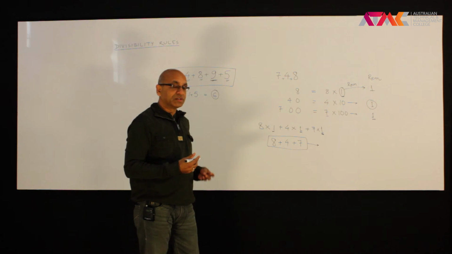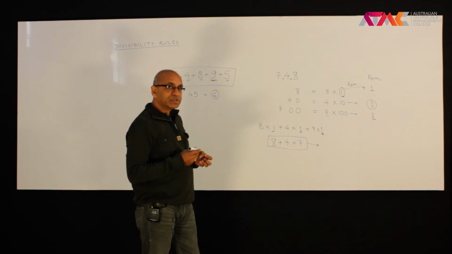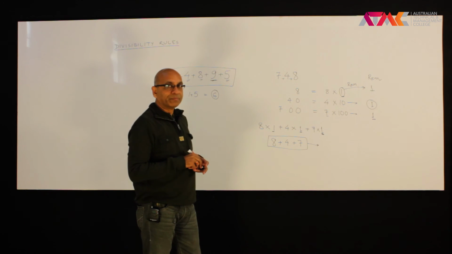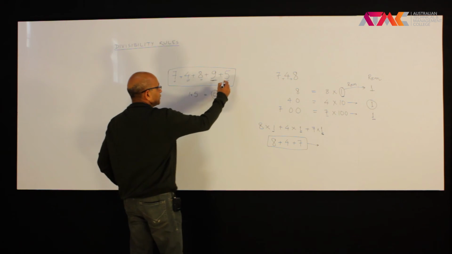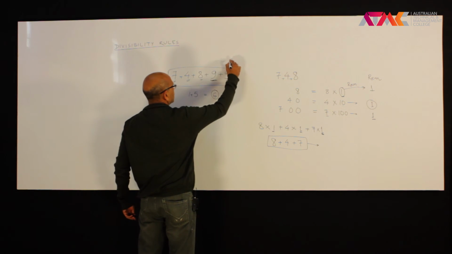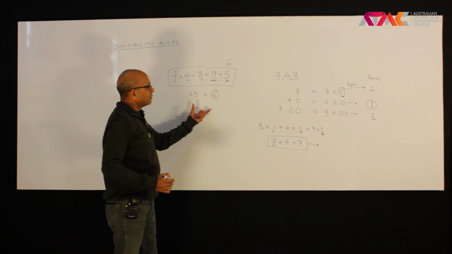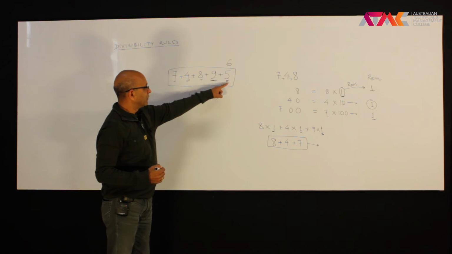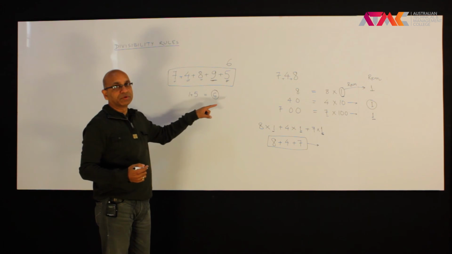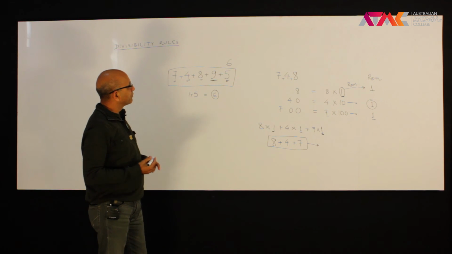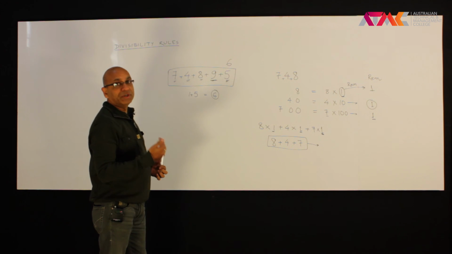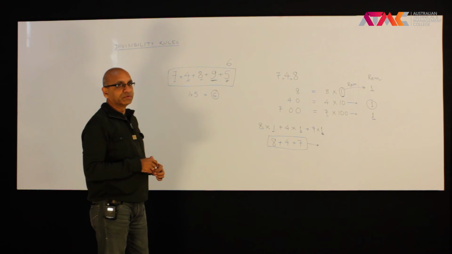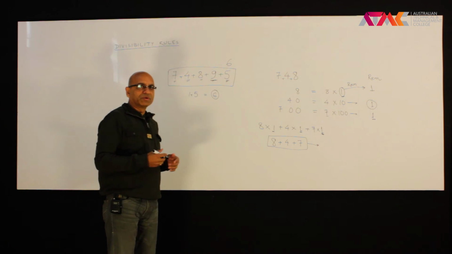The beauty of this rule is that you can actually use it to find the remainders as well, not just the divisibility. If I change this 5 to, let's say, 6, then my remainder would be 1, because till 5 it was an exact multiple of 3, and now because I've added 1 to it, my remainder would be 1 instead of 0.